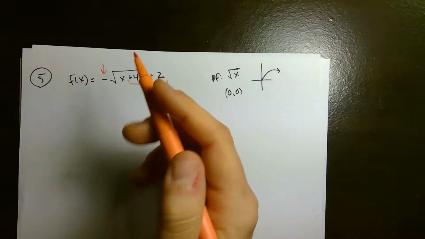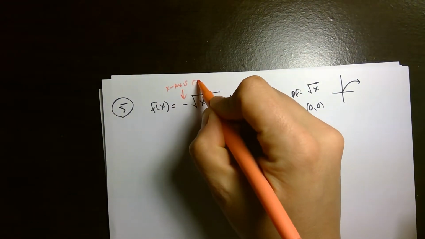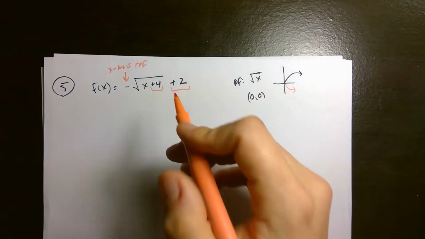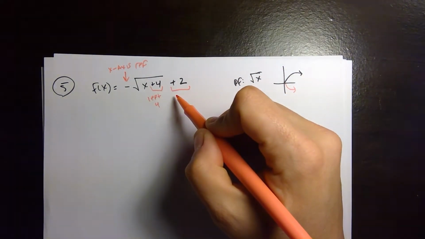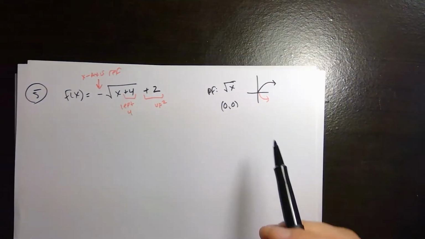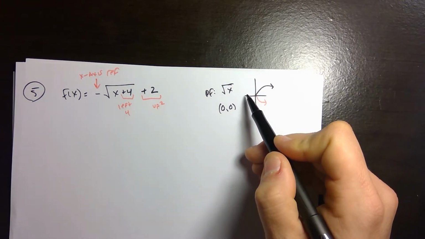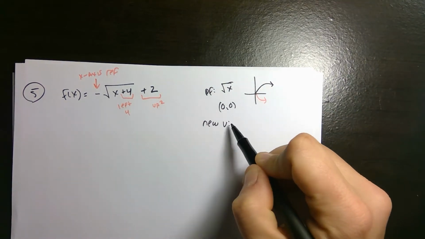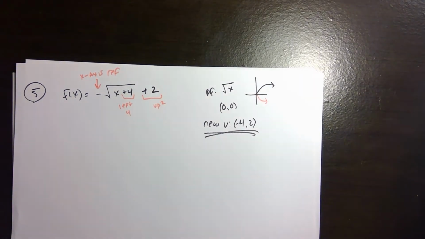This negative sign out front, since it's in the very front, tells me that there is an x-axis reflection. In other words, we know that it's going to be opening downward somehow. This plus 4, since it's on the inside, is going to tell me to go left 4. And this plus 2, since it's on the outside, is going to tell me to go up 2. And so if I'm at the vertex of my parent function, 0, 0, and I go left 4, and then I go up 2, somewhere up here is my new vertex. And the new vertex happens to be at the point negative 4, positive 2. So there's my new vertex.